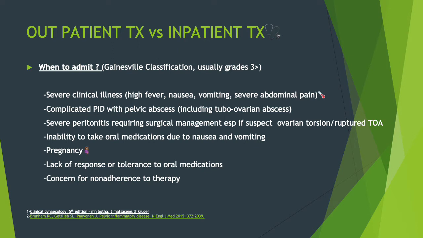severe clinical illness, especially associated with high fever, nausea, vomiting, severe abdominal pain, any patient with complicated PID with pelvic abscesses, including tubo-ovarian abscesses, any severe peritonitis requiring surgical management, especially if you suspect ovarian torsion or a ruptured tubo-ovarian abscess, inability to take oral medications due to nausea and vomiting, pregnant patients with the diagnosis of PID require admission, lack of response or tolerance to oral medication, especially due to severe vomiting, and concern for non-adherence to therapy.